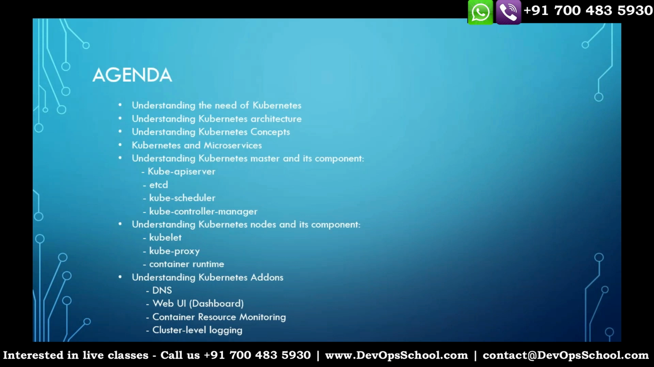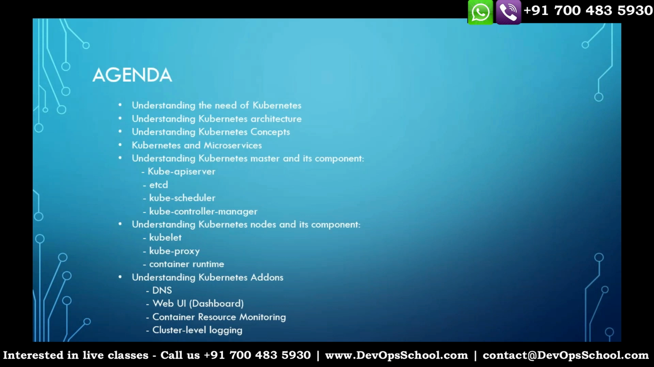After that, we'll cover the Kubernetes architecture. Then we'll look at some Kubernetes concepts and the terminologies that are used. Then we'll see the difference between containers and microservices and the need for microservices. After that, we will throw light on the Kubernetes master components, and then we'll also discuss the node components. So we'll throw light on that.